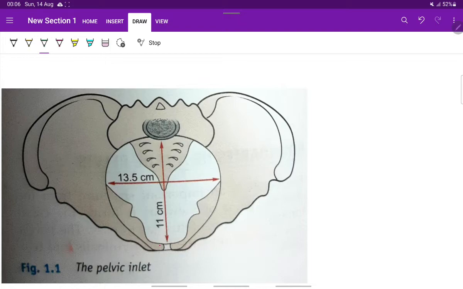So, in this diagram you can see the transverse diameter, which is 13.5 centimeters, and the anteroposterior diameter, which is the obstetrical conjugate or the anatomical conjugate, around 11 centimeters.